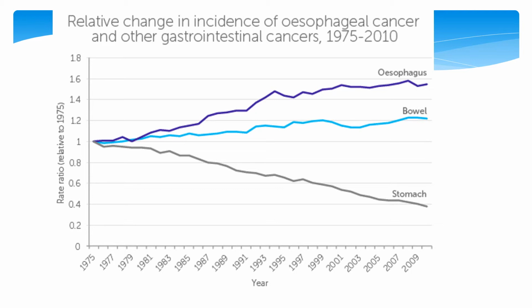This is a UK study. It shows the incidence of esophageal cancer is slowly rising in the UK. Now this is thought to be related to the fact that people are becoming certainly more overweight and are having increasing issues with acid reflux, which in turn puts you at risk of developing Barrett's esophagus and hence adenocarcinoma of the esophagus.